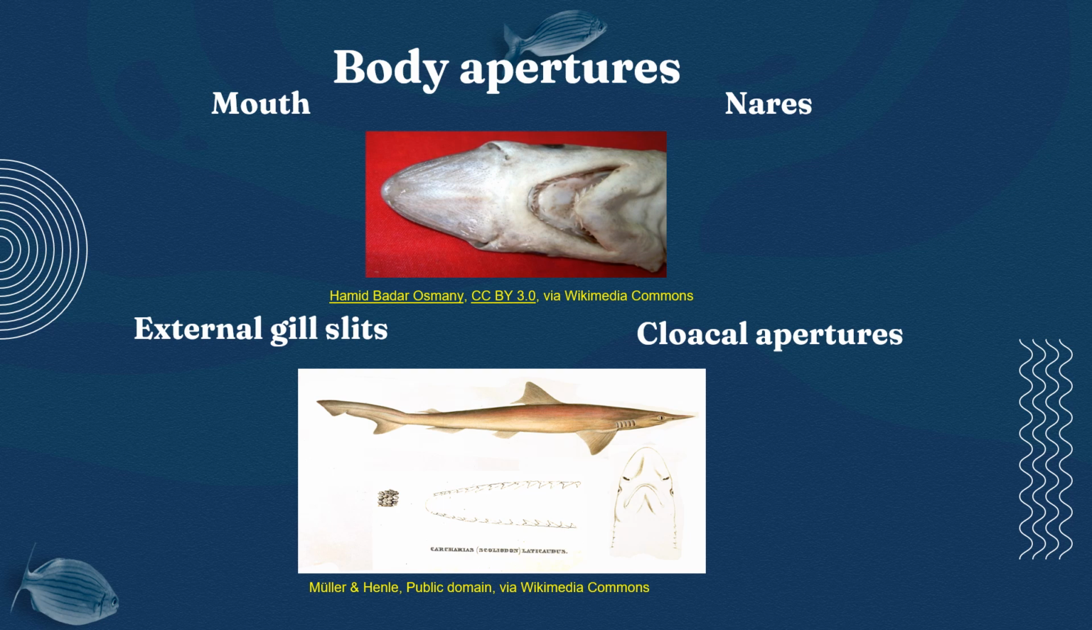The nares, also called nostrils, are present ventrally and anterior to the mouth, one on each side. The nostrils are only olfactory and have no respiratory function.